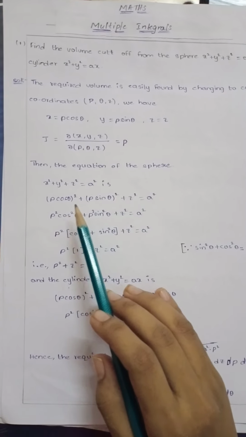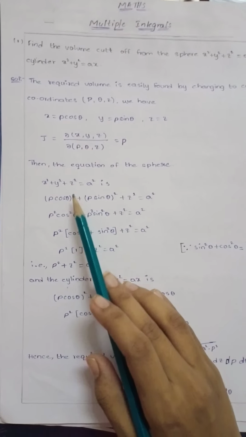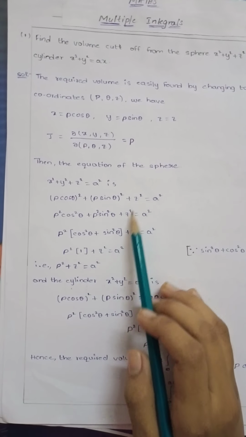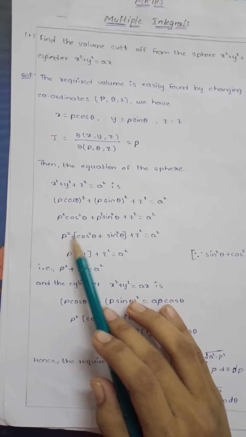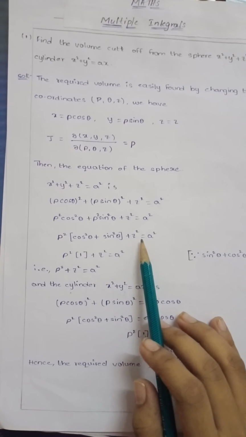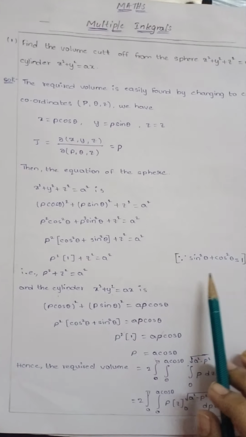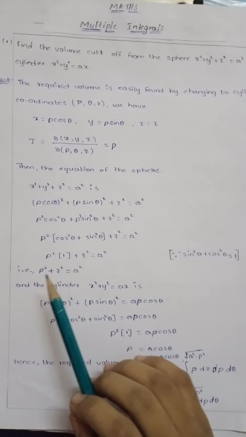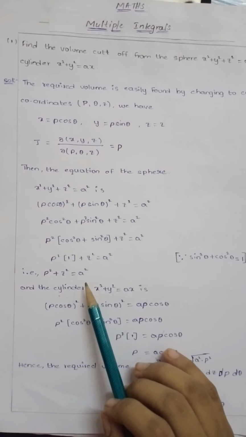is rho cos square theta plus rho sin square theta plus z square is equal to a square. Rho square cos square theta plus rho square sin square theta plus z square is equal to a square. Taking rho square common, rho square into cos square theta plus sin square theta plus z square is equal to a square. We know that sin square theta plus cos square theta is equal to 1. Therefore, we can write rho square plus z square is equal to a square.